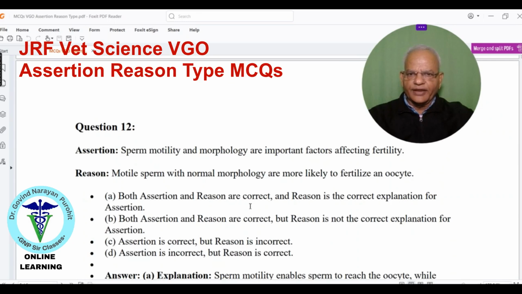Then the next question, sperm motility and morphology are important factors affecting the fertility of the semen. The reason is motile sperm with normal morphology are more likely to fertilize the oocyte. This is a very simple question, because if the sperm does not have motility, how will it reach the fallopian tube to meet the oocyte? And if the sperm has an abnormal morphology, then it will also not be able to fertilize the oocyte, right? So both the assertion and reason are correct, and reason is the correct explanation for the assertion.